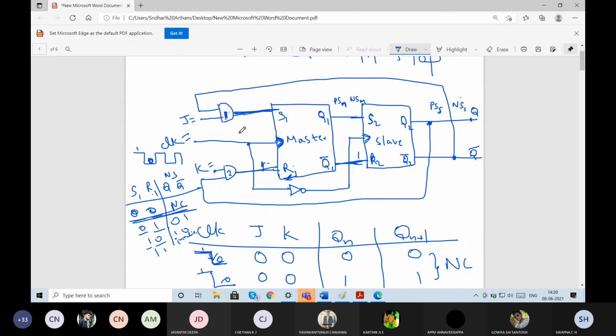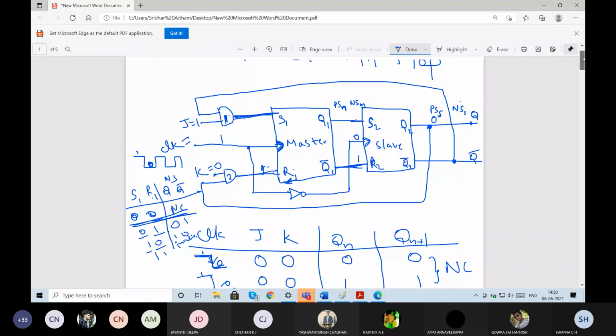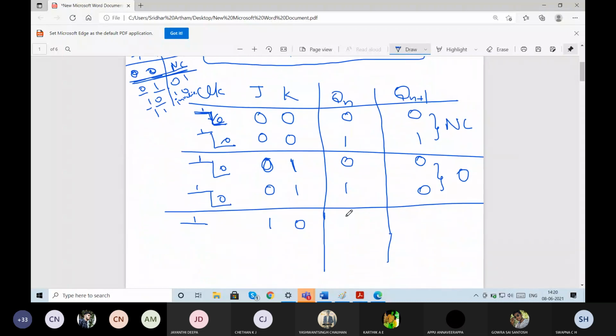Okay, so now I'll give clock as 1. J value is 1 and K value is 0. When clock is given as 1 to the master, slave will get 0 as the clock. The present state I'm considering to be, sorry, 0. For that only I'm analyzing, right? Present state is 0. For that I'll analyze.